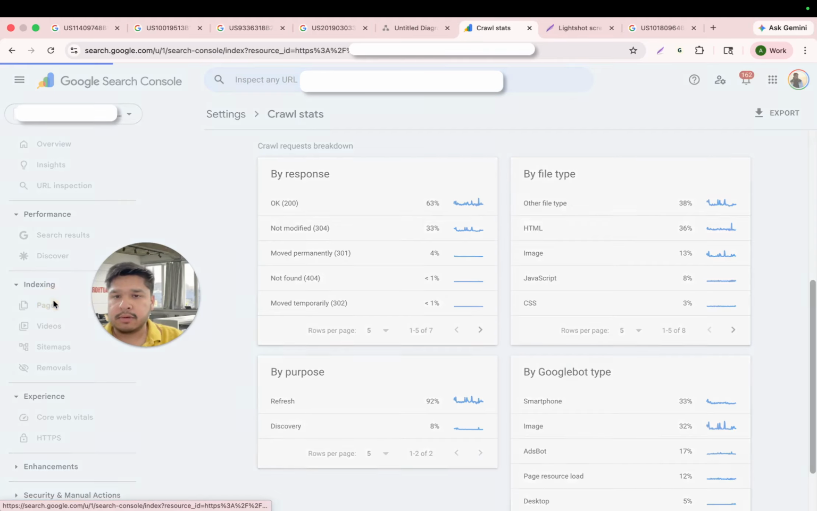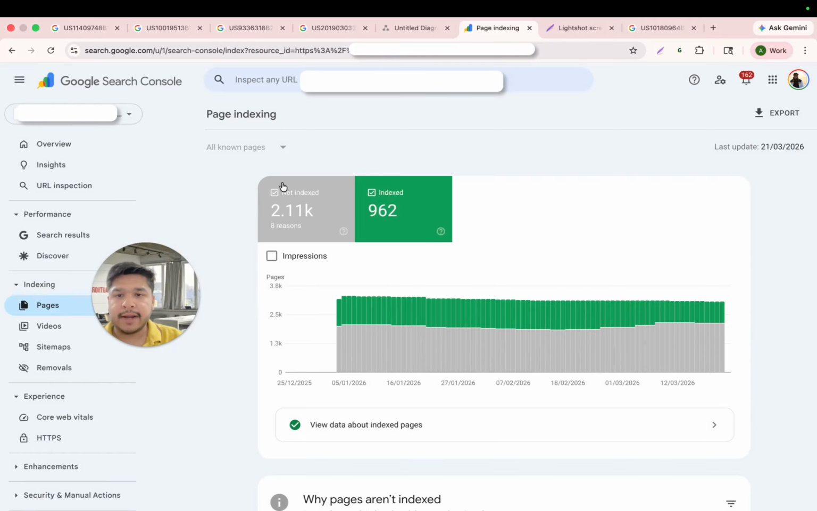And one more suggestion is to always try to keep the number of non-indexed pages lesser than the number of indexed pages. Yeah, thank you.